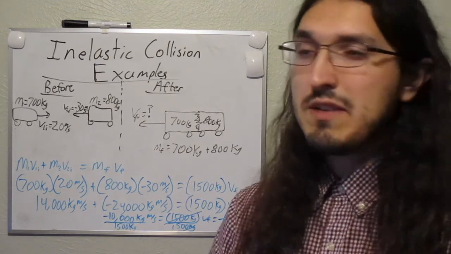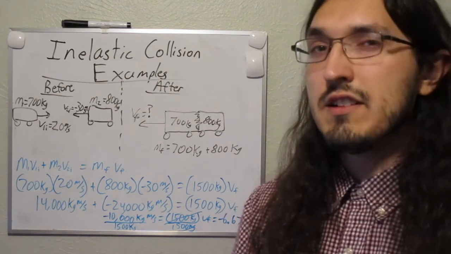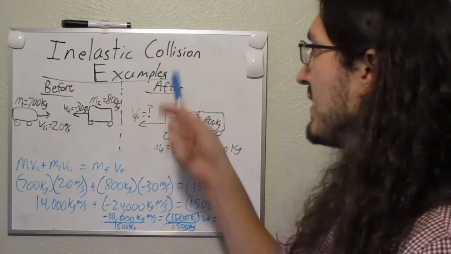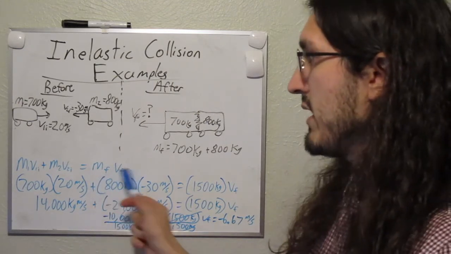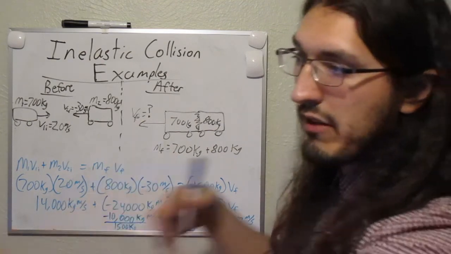I hope this video helps you make sense of how you're going to work through elastic and inelastic collision examples differently, because in an inelastic collision, whenever things stick together, this is going to be one term in this equation, whereas with an elastic collision, you'd have two terms because they bounce away from each other.